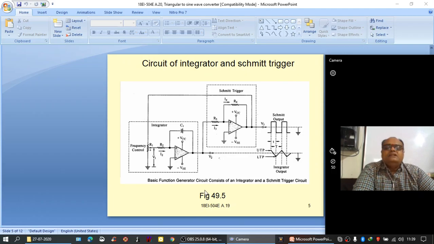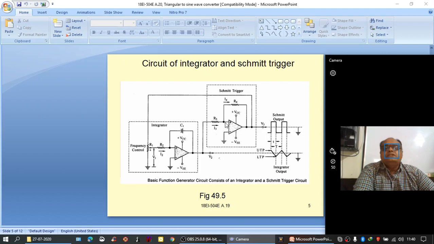Now you can see that initially when the power is switched on, the output of the Schmitt trigger is high, and when the output is high here at the output of Schmitt trigger, and when the voltage at V2 is a negative going ramp, that is a negative voltage is available at V2, a positive voltage is available at V3.